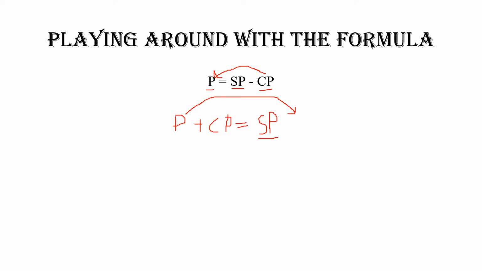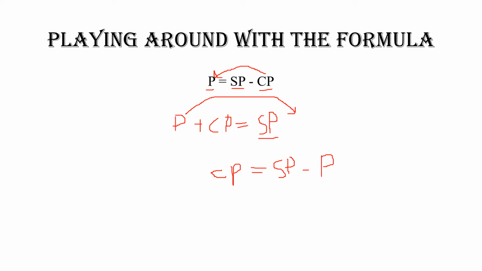As a result, now my cost price will stay for itself. So now I have the cost price, CP, is equal now to the selling price minus the profit. Remember, this P here is positive. When I send it on the other side, it will become negative. And just like this, we have three formulas that we can use.